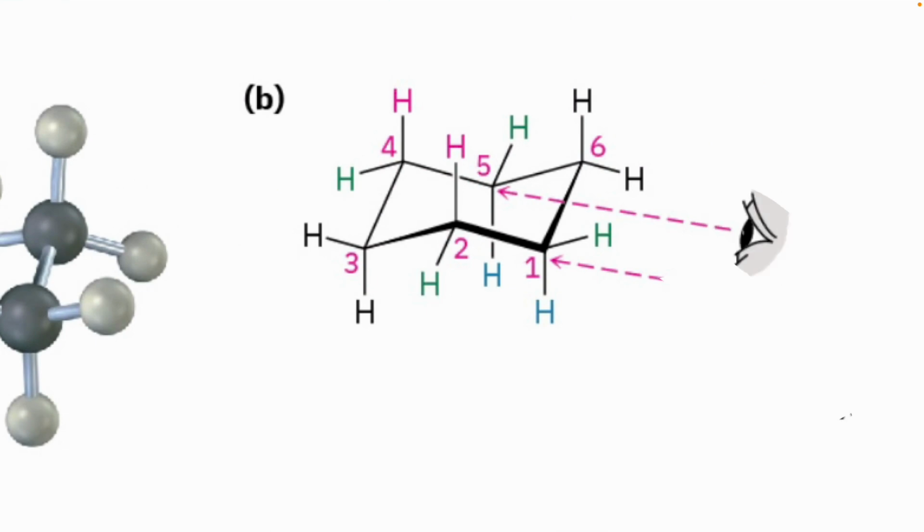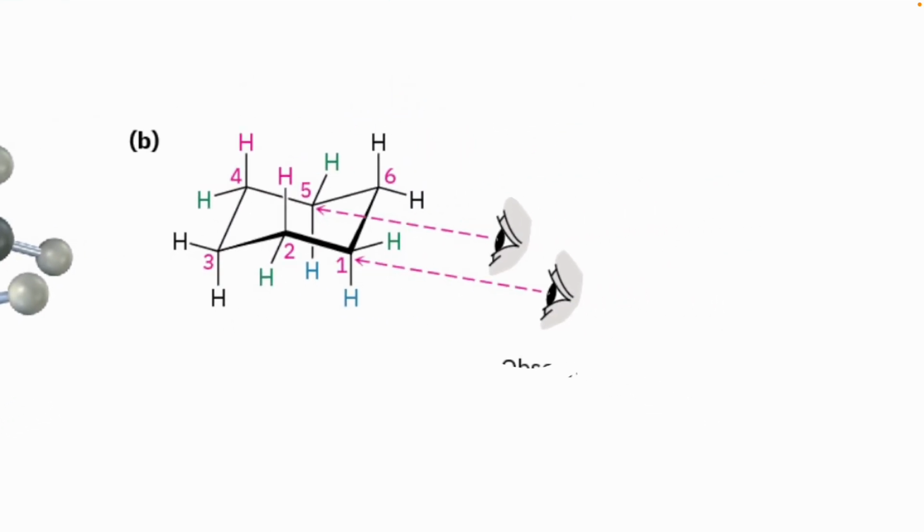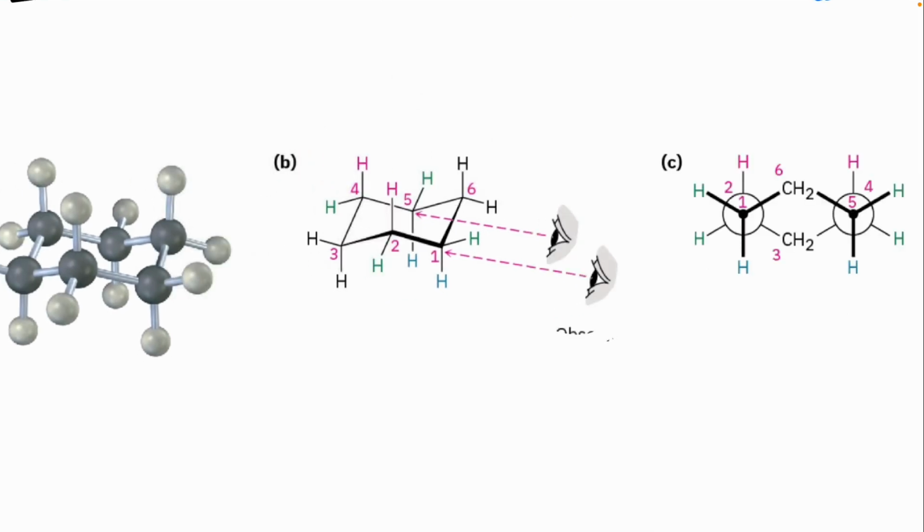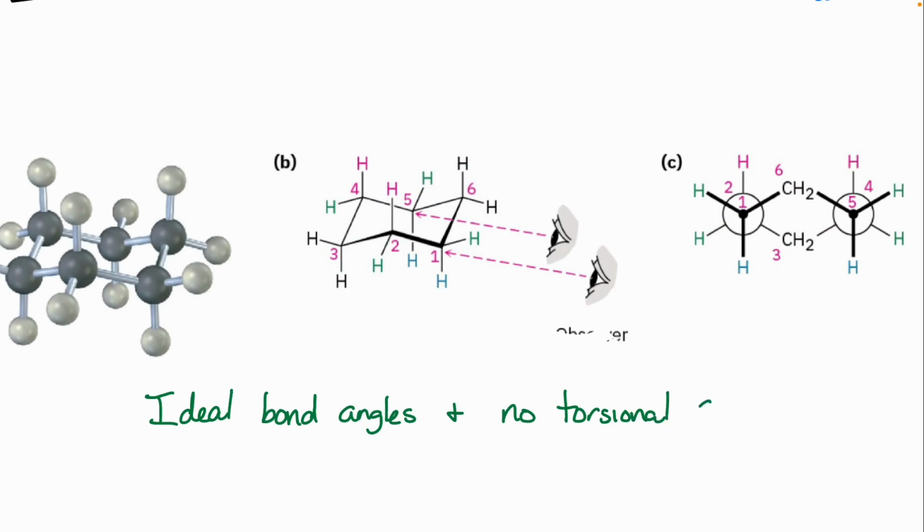Not only that, but if we look at our Newman projection here, we look down these two bonds, we see that everything is perfectly staggered. So why is cyclohexane so low in energy? You have both ideal bond angles and no torsional strain. And again, by that, I mean perfectly staggered bonds.